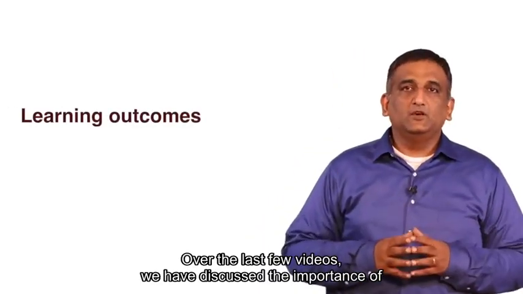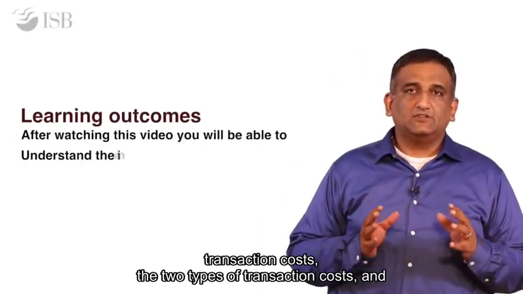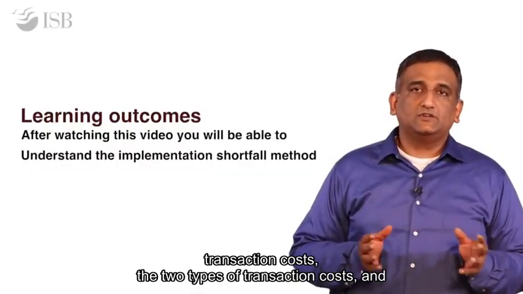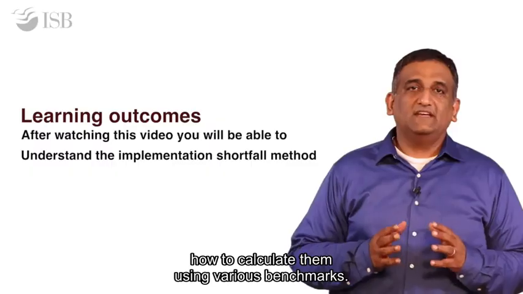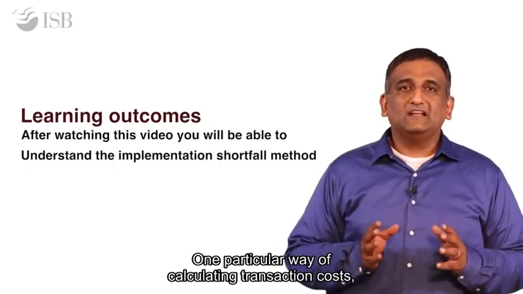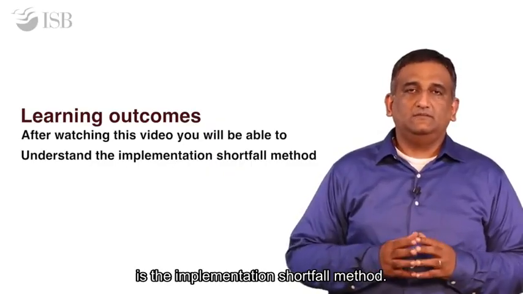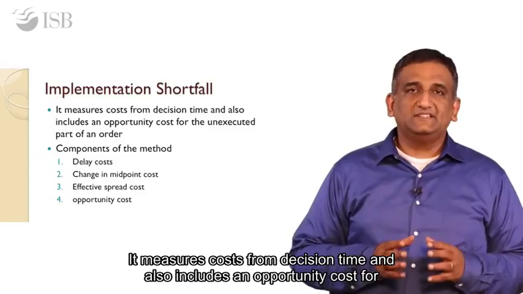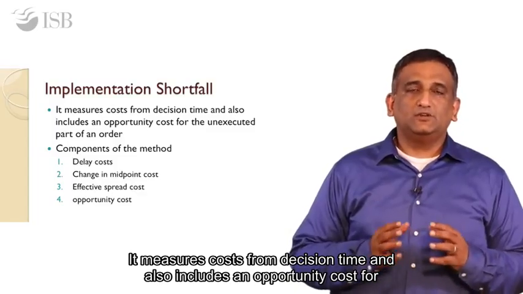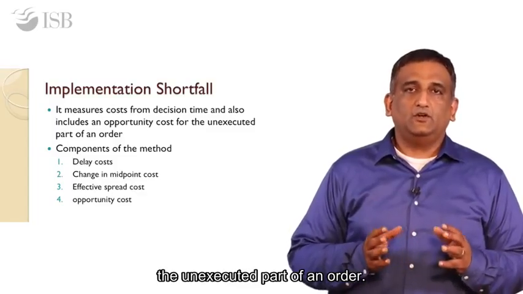Over the last few videos, we have discussed the importance of transaction costs, the two types of transaction costs, and how to calculate them using various benchmarks. One particular way of calculating transaction costs is the implementation shortfall method. It measures costs from decision time and also includes an opportunity cost for the unexecuted part of an order.